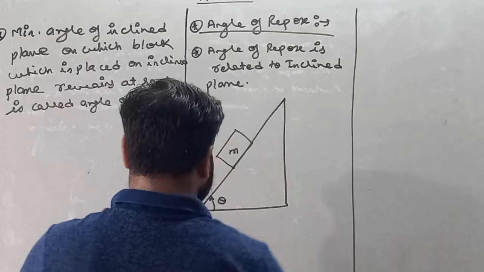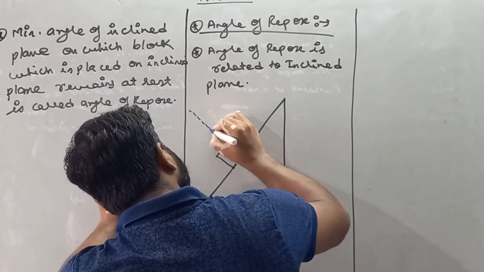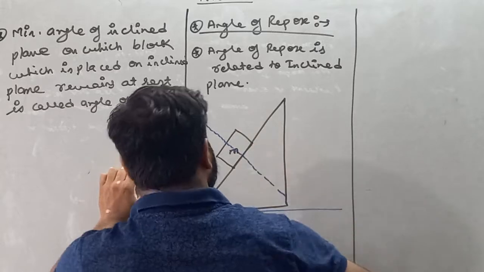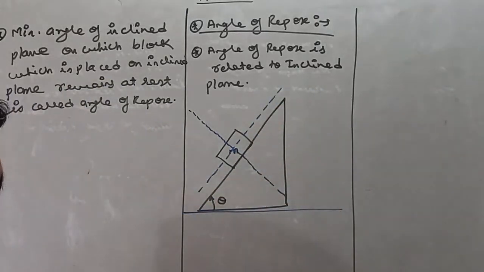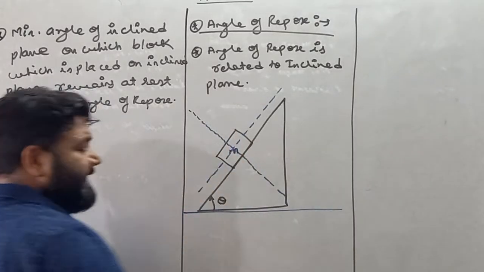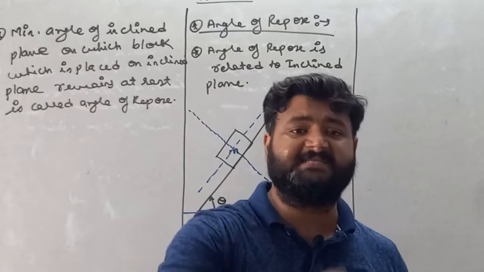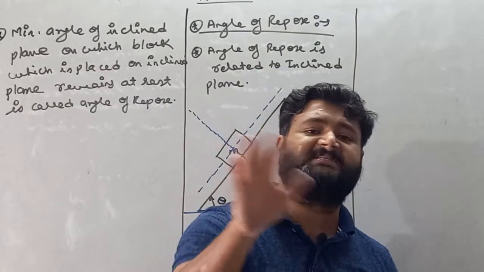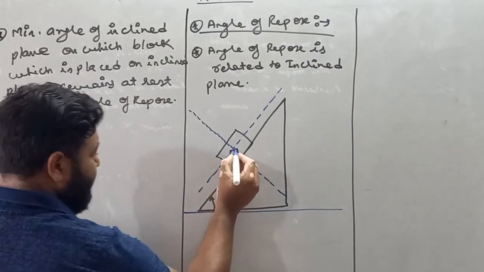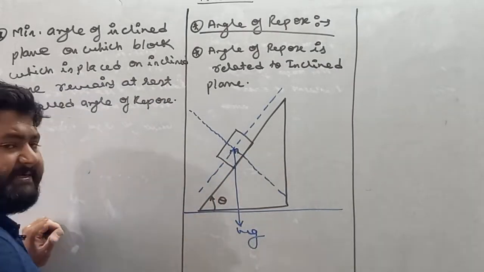Now see, try to understand, dear student. We know that for the inclined plane, this is our y-axis and this is our x-axis. As we all are aware, if a body carries some mass, then it must have some weight. If mass is m, then its weight is mg, and it always acts vertically downward.